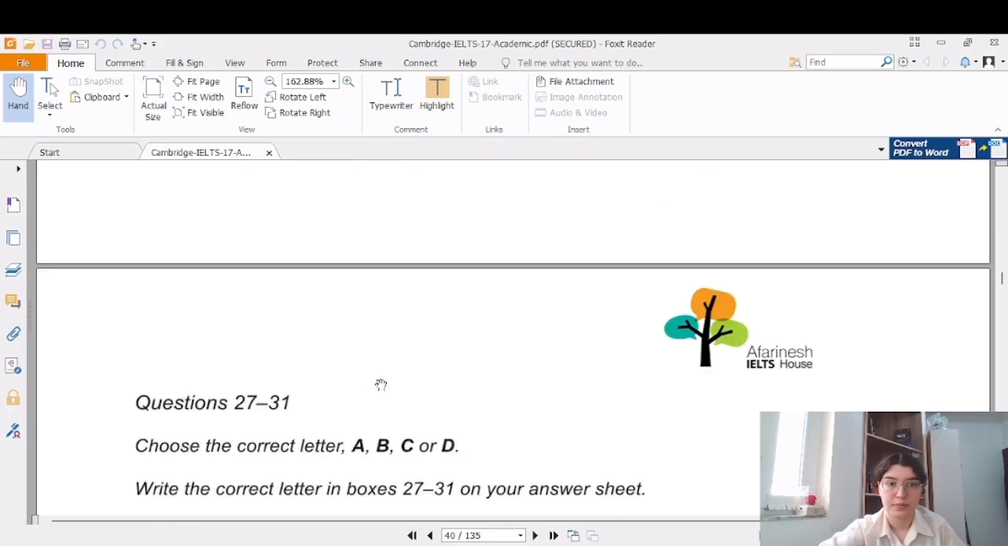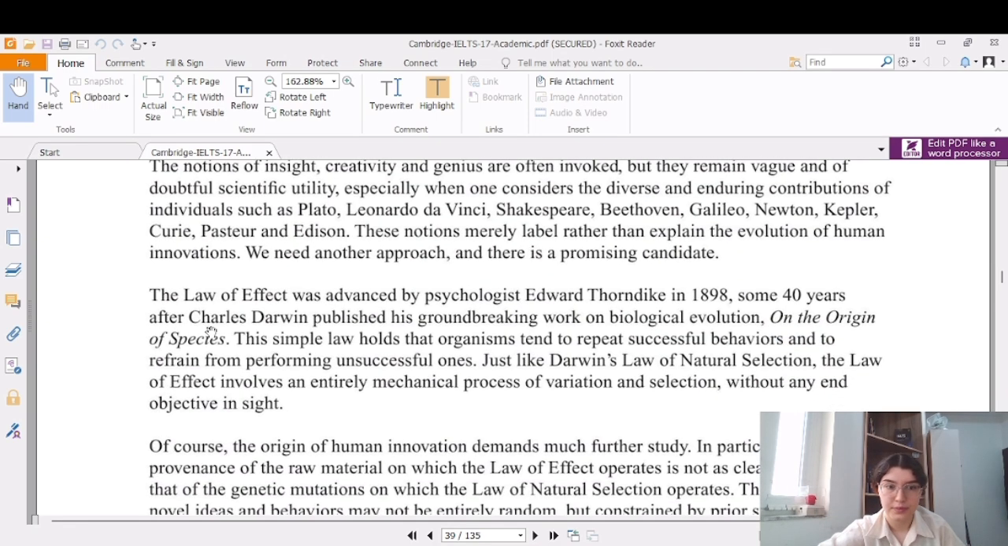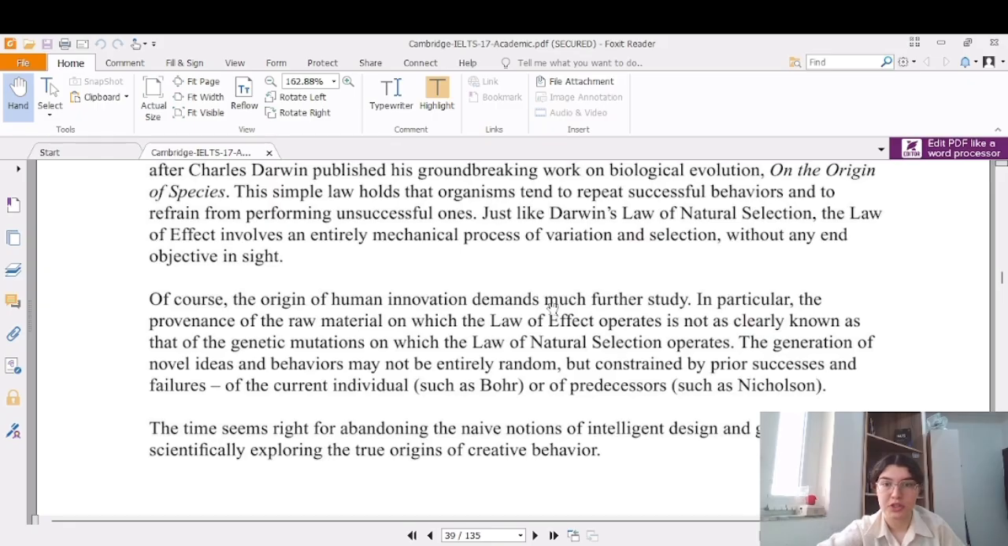Okay, so it says that, of course, the origin of human innovation demands much further study. In particular, the provenance of the raw material on which the law of effect operates is not clearly known, as with genetic mutations on which the law of natural selection operates. The generation of novel ideas and behaviors may not be entirely random, but constrained by prior successes and failures of the current individuals, such as Bohr, and the predecessors, such as Nicholson. The time seems right for abandoning the naive notions of intelligent design and genius, and for scientifically exploring the true origins of creative behavior.